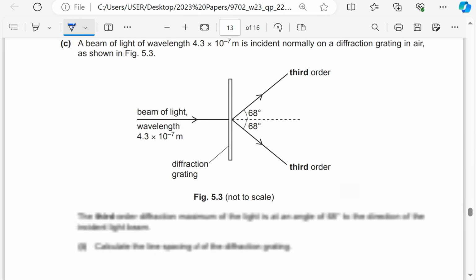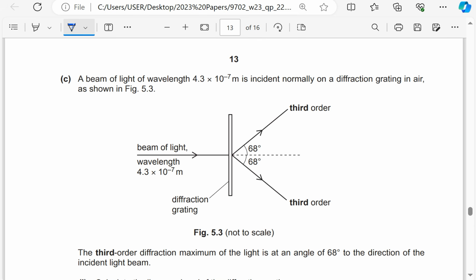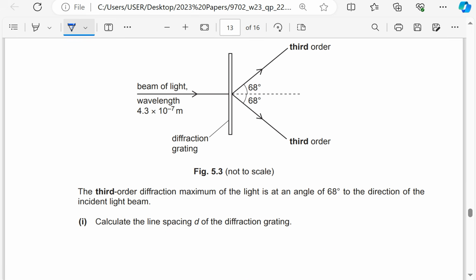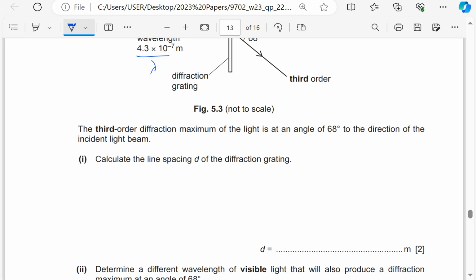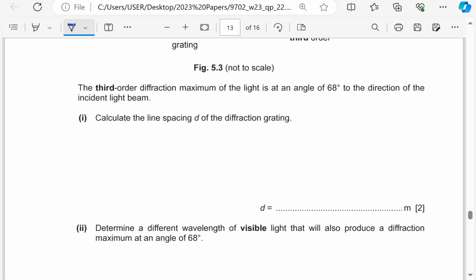Okay. Then a beam of light of wavelength 4.3 times 10 to the power of minus 7 meters is incident normally on a diffraction grating in air, as shown. Okay, so this is wavelength lambda. We have theta, the angle of diffraction, third order, where n is equal to 3. The third order diffraction maximum of the light is at an angle of 68 degrees to the direction of the incident light beam. Calculate the line spacing d.